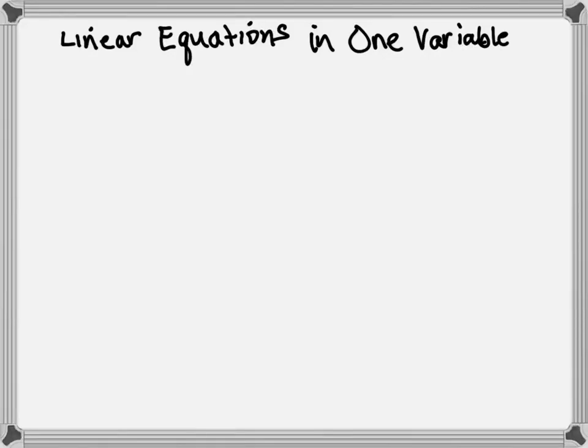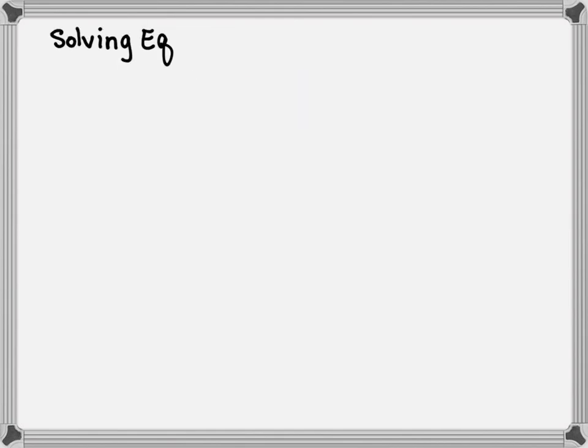Let's look at a quick review of linear equations in one variable. So a reminder, a linear equation is one of the form ax plus b equals 0. There are no exponents, or the exponent is a 1 on the x. And here, a cannot equal 0. So let's look at a few examples of solving linear equations.